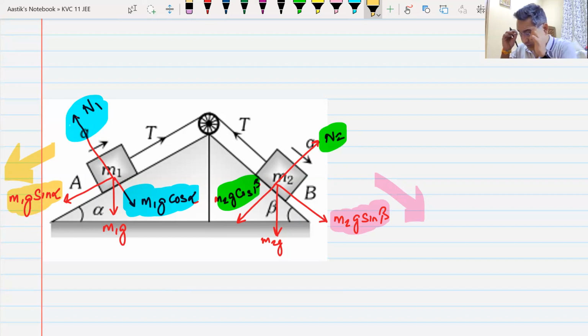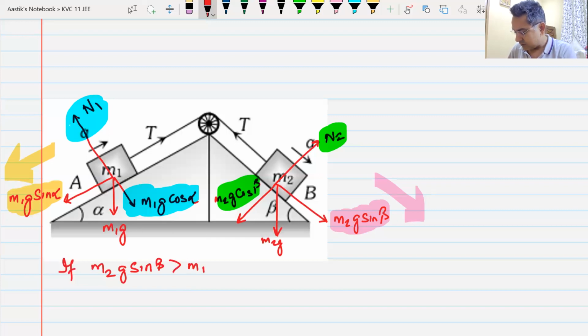Anyways, I will imagine that you understand. It depends on who is greater. Let me write it. If M2G sine beta, the force on this side, is greater than M1G sine alpha, the force on this side, it will go in this direction, which is what I have written. It is going down. That means M2G sine beta is greater than M1G sine alpha.